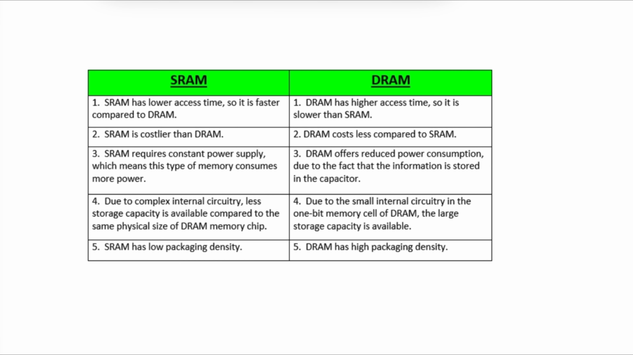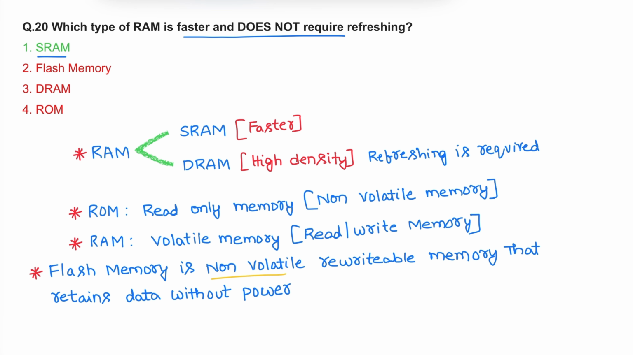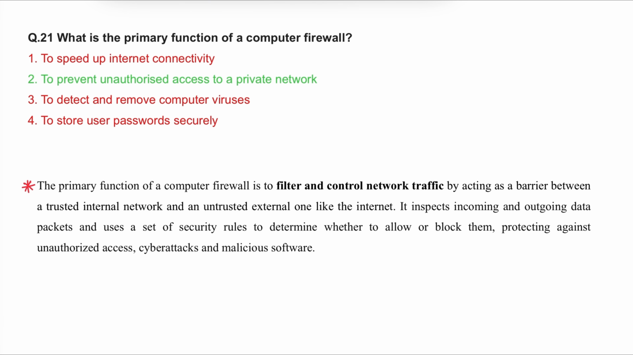Let us see the difference between SRAM and DRAM. SRAM has lower access time. It is faster, with low packaging density. SRAM is costlier. DRAM is less costly, with high packaging density, but slower. DRAM is slower than SRAM. Correct answer is 1. Question number 21.